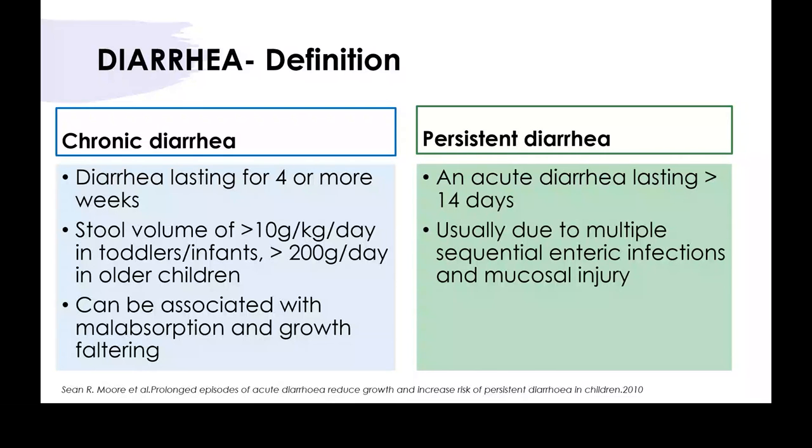And chronic diarrhea goes beyond 4 weeks, and is associated with some sort of malabsorption or growth faltering. Although our topic is chronic diarrhea today, we are also going to touch on persistent diarrhea as well.